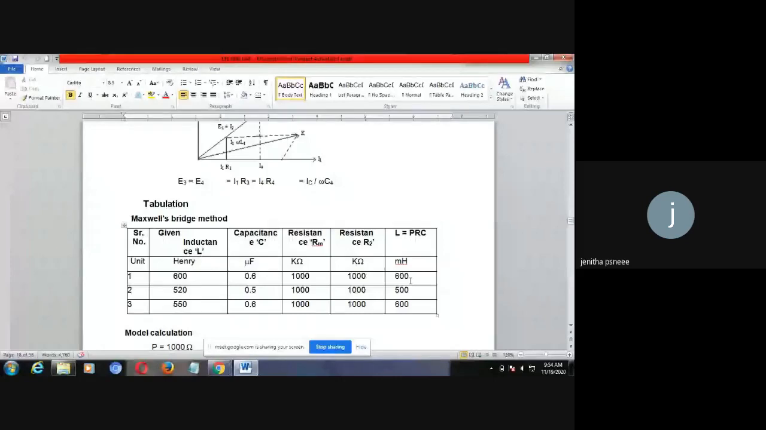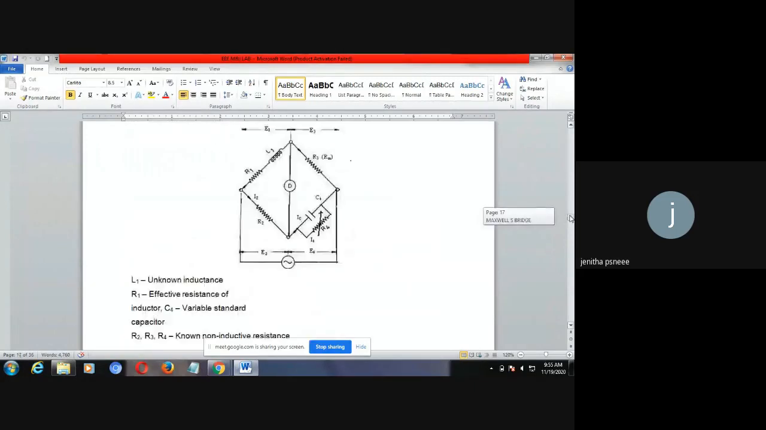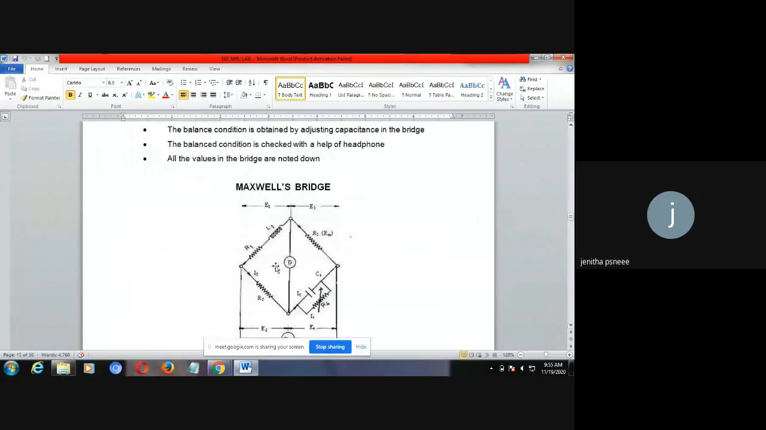So what am I going to do? I am going to balance the bridge through this value. I am fixing the value to 600 millihenry. If I fix it in the circuit, the detector should show 0. See here, there is a detector. So the detector should show you 0. That means how will you see it in the detector?